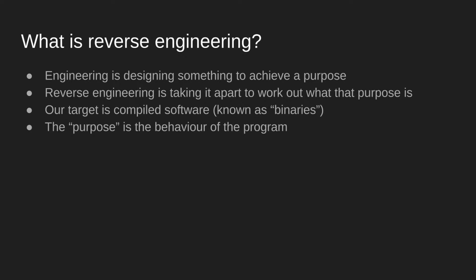We're going to be looking at software, specifically compiled and assembled software, which is known as binaries. These include executables and libraries. The thing we are looking for, the purpose, is the behaviour of the program. In this talk, I'm going to be looking at the x86 and x64 architectures, which basically means all laptops and desktops you're going to come into contact with, except for things like mobile phones and Android and iOS tablets. But you probably won't be looking at those too much.